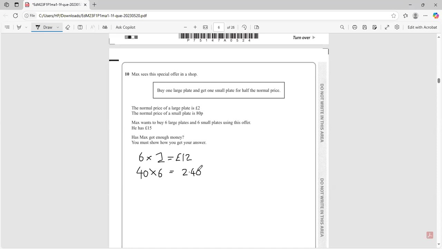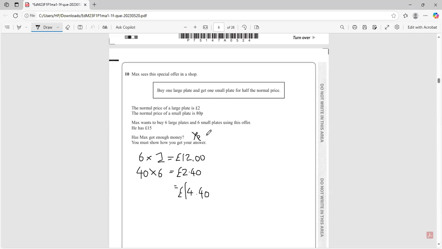So it looks like he has enough money, right? Because he has £15, so it should be enough. 12 plus 2, if we add it together, is going to be 14. So it's good. 14.40. And I'm going with the assumption that he is good to go. So yes, he has enough money. The answer is yes.